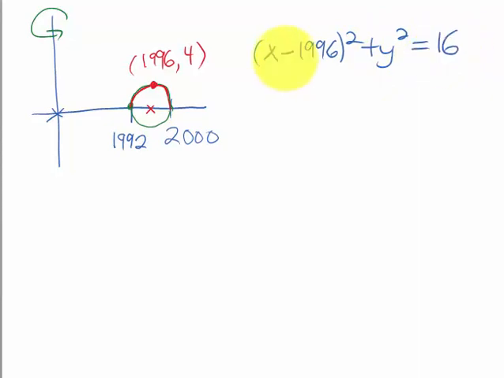So remember, an equation of a circle, what this does is it shifts the center over to 1996, and the y value for the center is 0, so we don't have anything here, and then it equals the radius squared, and remember this radius then is 4. Now let's see what we can do to find this volume as we rotate this around, and I'm going to use the washer method to do it.